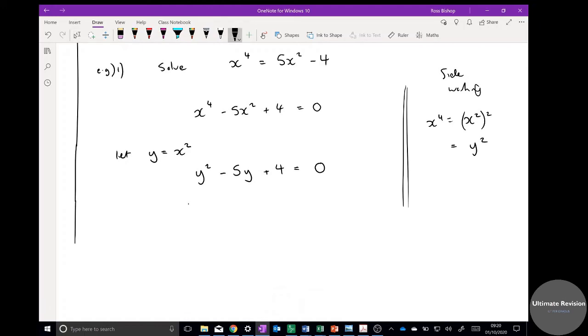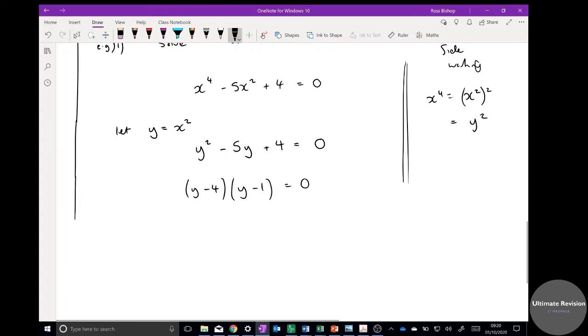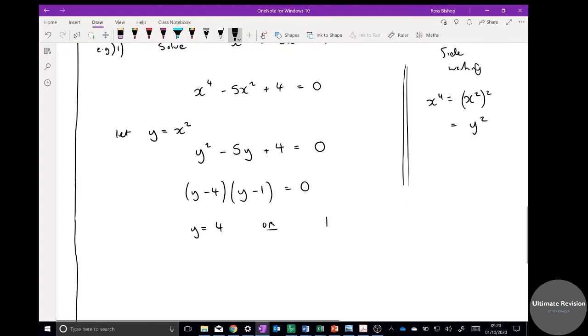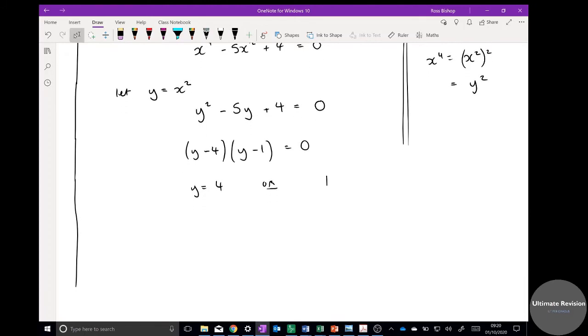And I would solve this as usual, and if I can factorise, I will factorise. So y, 4, or 1. Now, I don't stop there because my question was working out what x was, not what y was. But I know that y is x squared, so therefore x squared equals 4, or x squared equals 1.